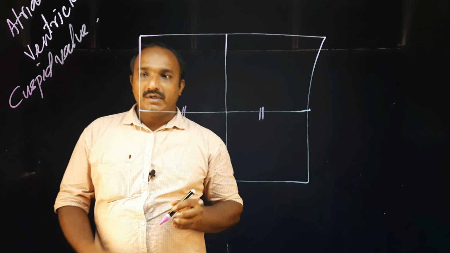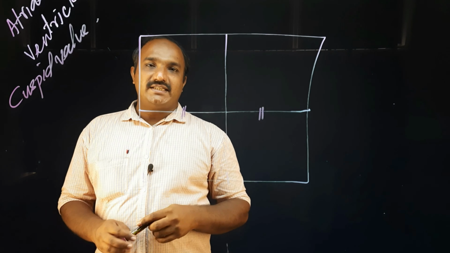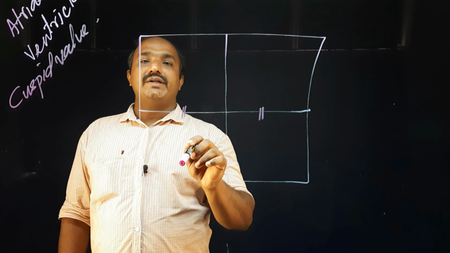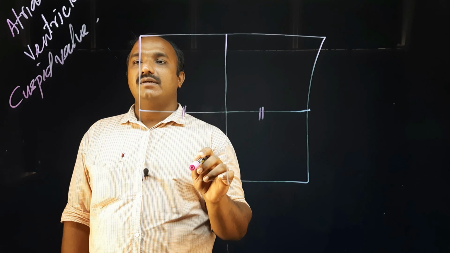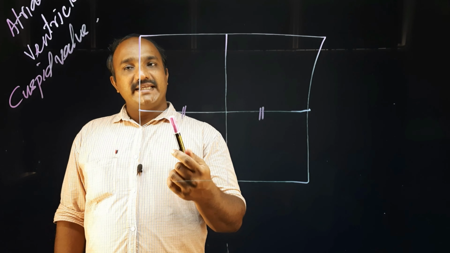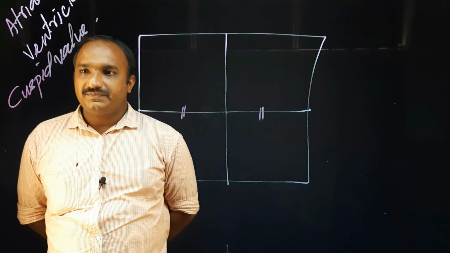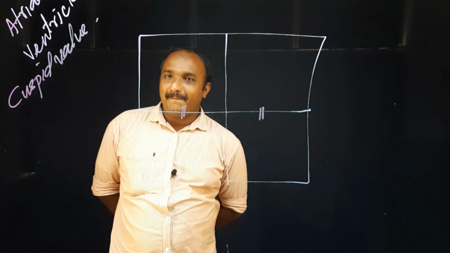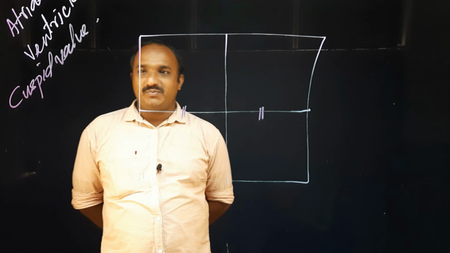Cuspid valve. Cuspid valve means the valve that connects the atria and ventricle, the atrium and ventricle. Such a valve is called a cuspid valve. On the right side there is a cuspid valve and on the left side there is another cuspid valve.